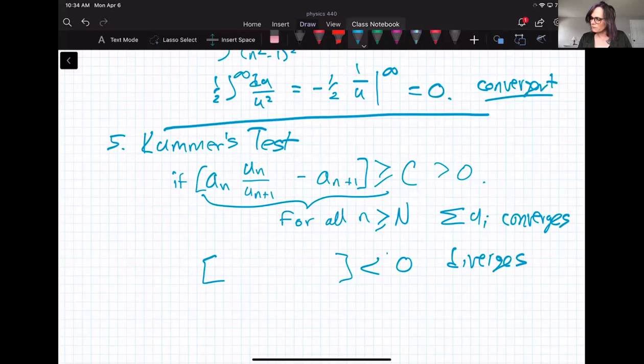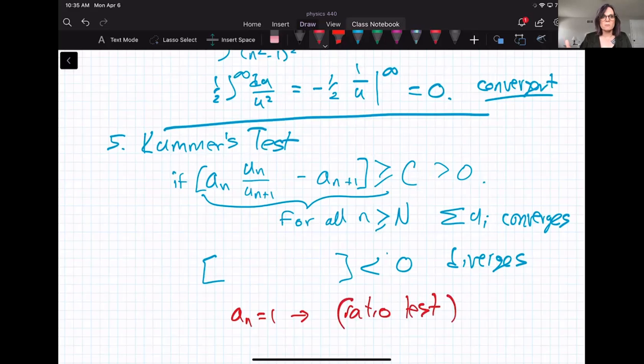And essentially, if a sub n is equal to 1, even though this looks a little opaque, if that constant is equal to 1, this is essentially the ratio test. So this is just a refinement on the ratio test that we started with at the beginning.